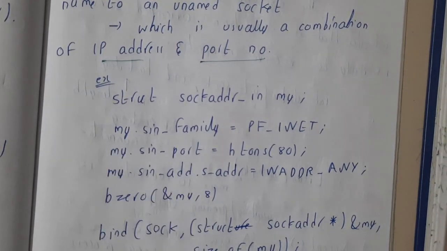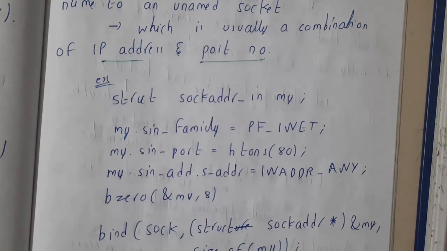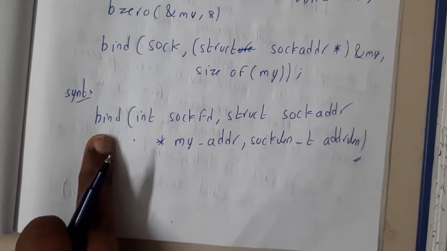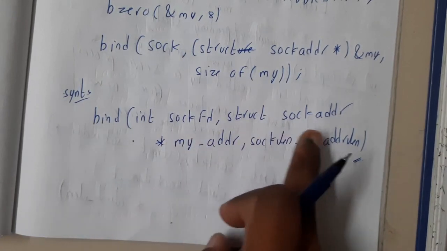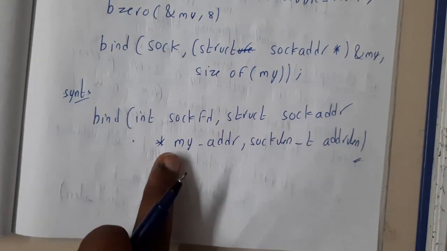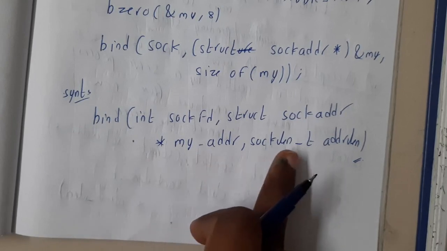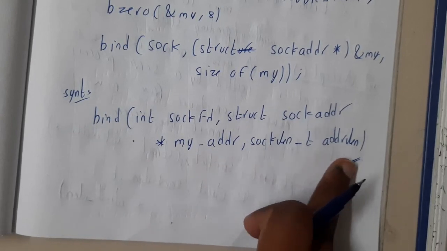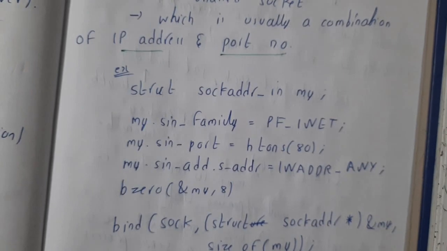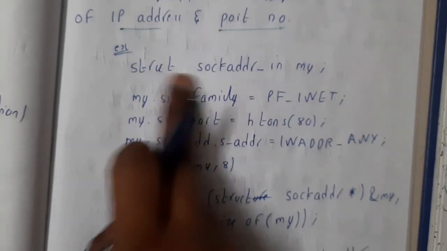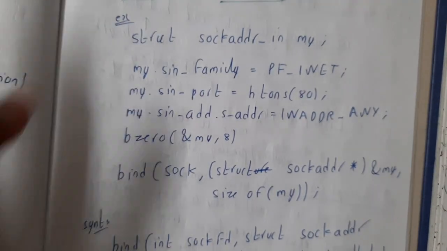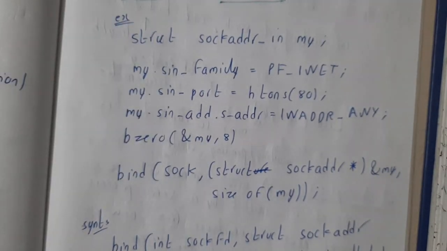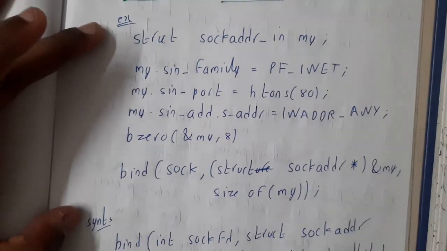Whenever you are binding a socket, you'll be initializing multiple things. Here is a small example. The syntax will be: bind(int sockfd, struct sockaddr *my_addr, socklen_t addrlen). We'll be passing some addresses and such, so this is just a small structure for it. I hope everyone can go through it, because I don't have that much knowledge to explain this kind of thing, so I'm just skipping that. You can just go through it.